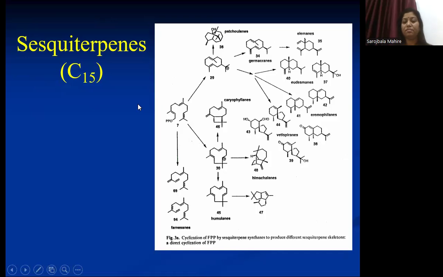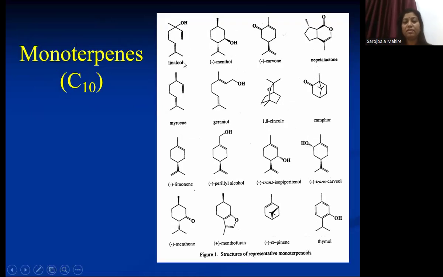Monoterpenes. Some examples are given here: linalool, menthol, carvone, menthofuran, myrcene, geraniol, 1,8-cineole, camphor, limonene, ethyl alcohol. So these are some examples of monoterpenes.